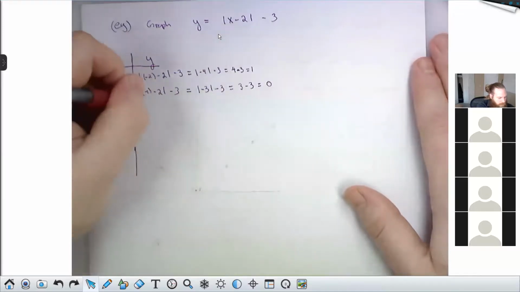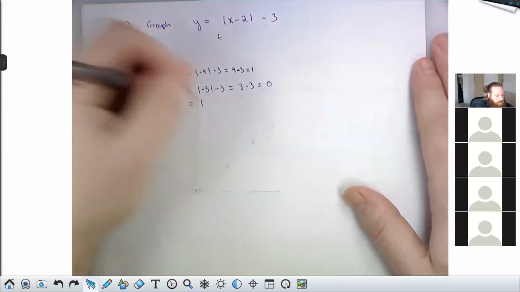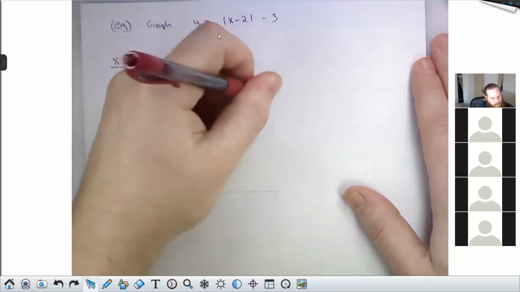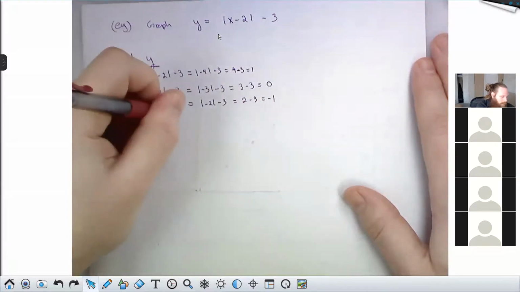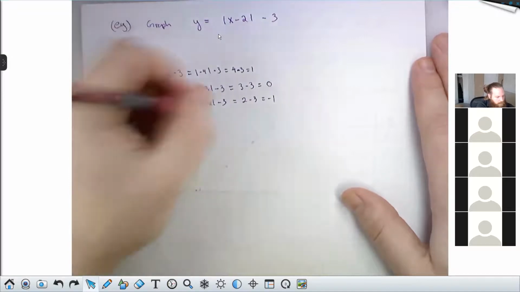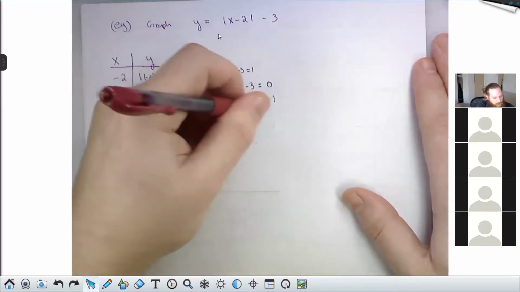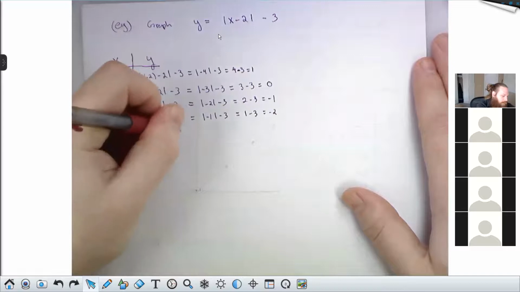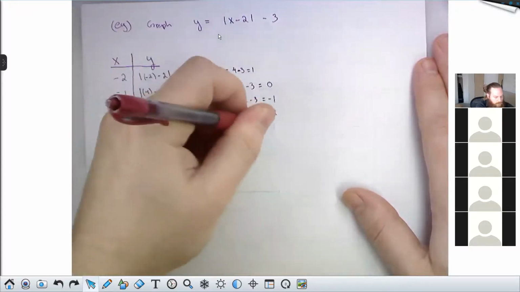And I'll do this for the other inputs. Absolute value of 0 minus 2, minus 3. That's the absolute value of -2 minus 3, which is 2 minus 3, which is -1. The absolute value of 1 minus 2, minus 3. So I'm feeding x equals 1 into this now. 1 minus 2 is -1, so this is the absolute value of -1 minus 3. The absolute value of -1 is 1, so that's 1 minus 3, which is -2. And when I get to 2 here, I'll have the absolute value of 2 minus 2, minus 3, which is the absolute value of 0 minus 3, which is -3.